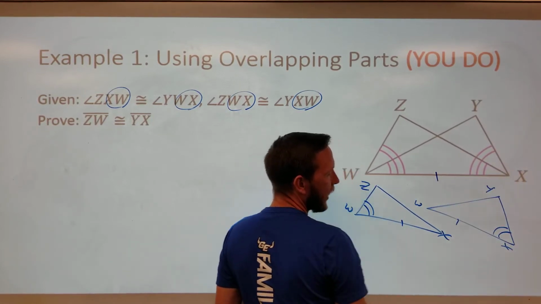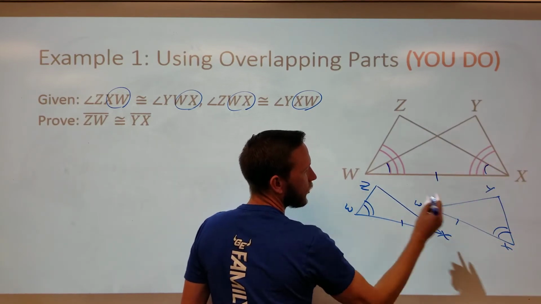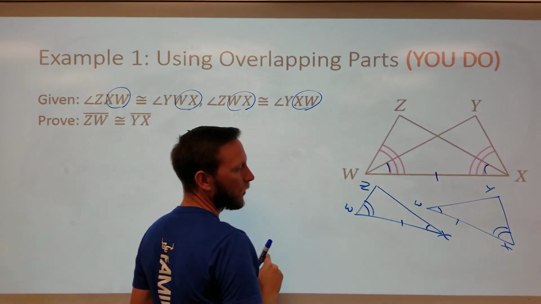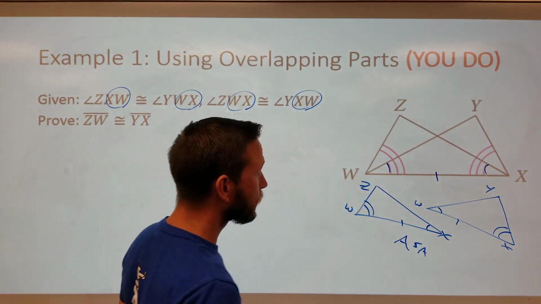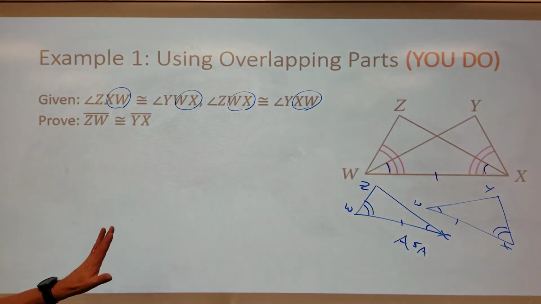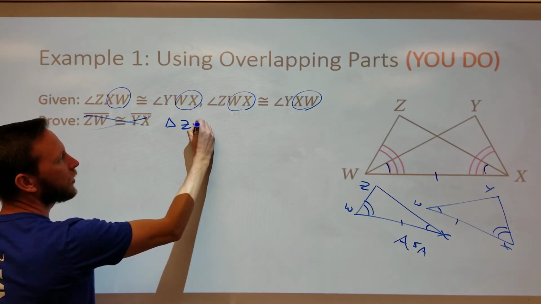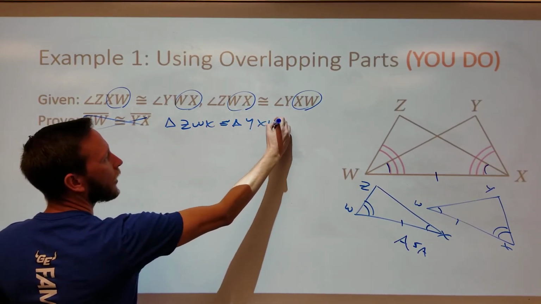YXW is that big angle there. And then there's these little angles here, ZXW, which is right there, and YWX, which is right there. Hopefully you can tell that we have angle-side angle congruence. What I would like for you to do here is, we're not going to do that quite yet, we're just going to prove that triangle ZWX is congruent to triangle YXW.